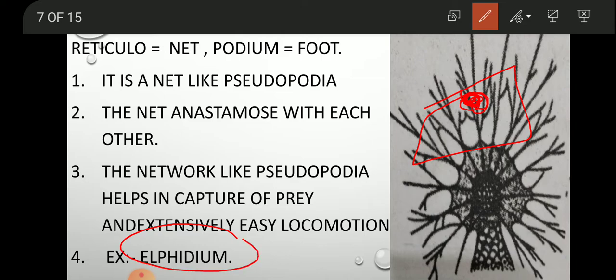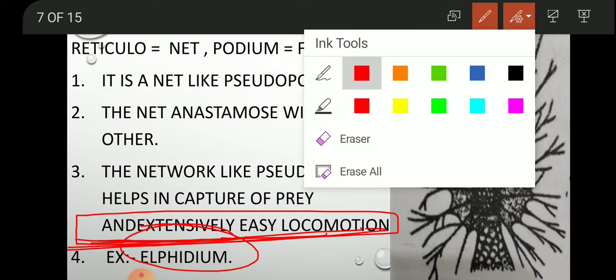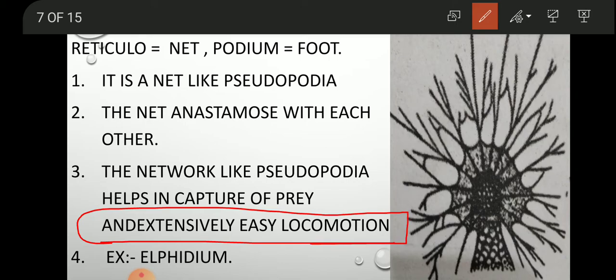Example is Elphidium. And as this is somewhat extended one, it helps in easy locomotion. Okay, this is somewhat advanced type of reticulopodia. Hence, locomotion in this type of organisms is easy and faster. Okay.